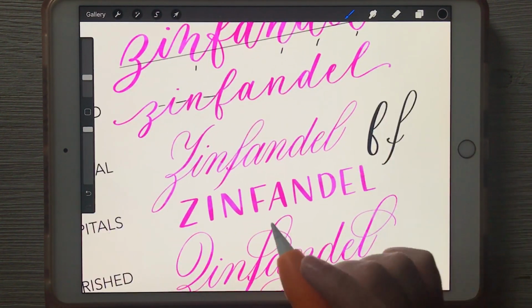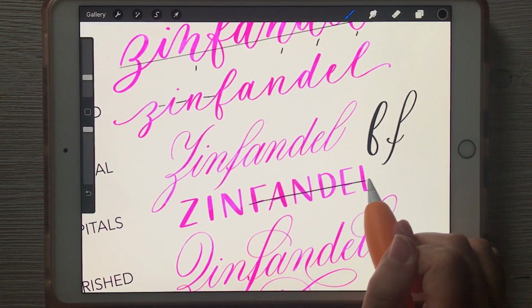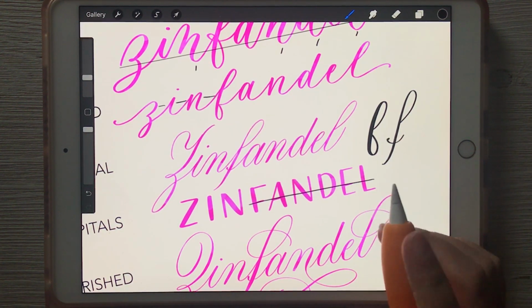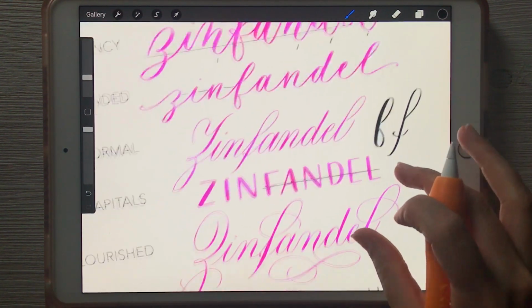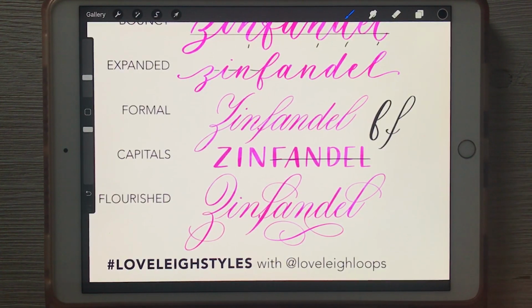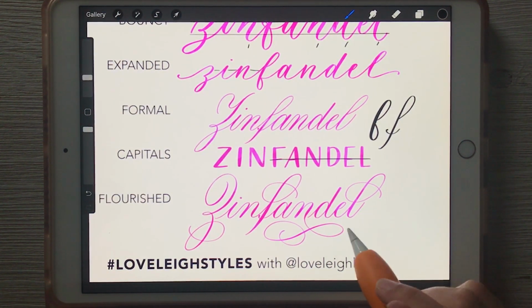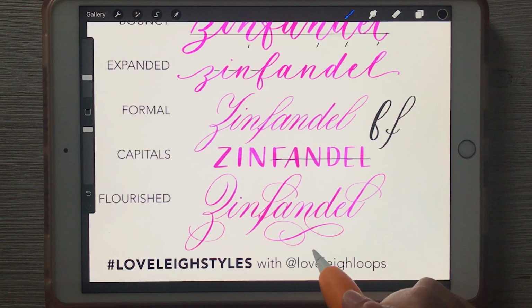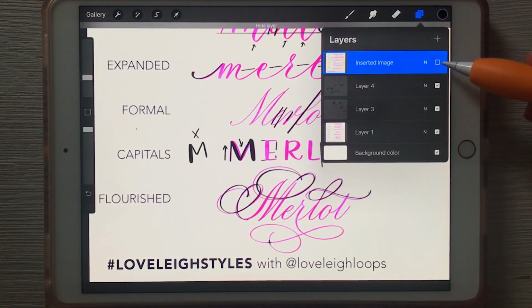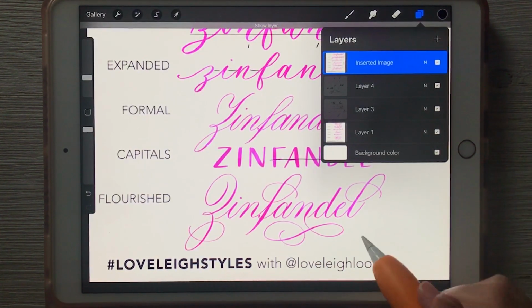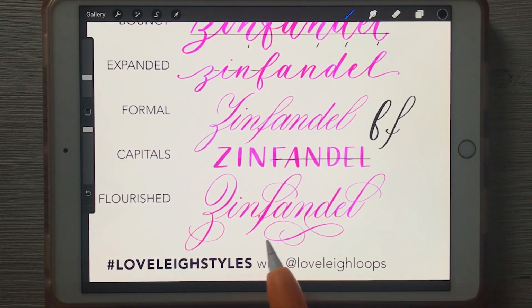For the capitals, I like to cross mine a little bit lower than halfway, so you can see that consistency here. And then finally, the flourishing, we can see some of those things we talked about before. This one's a little bit different from the Merlot example. We have the word has fewer flourishes. It's not completely surrounded by flourishes like we had in this example, but we still maintain some balance by the placement of these flourishes.